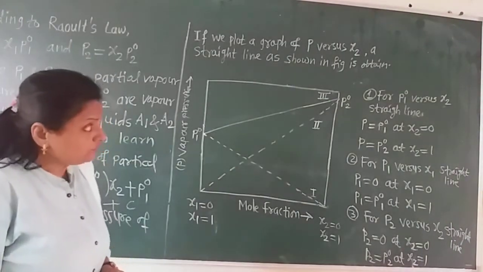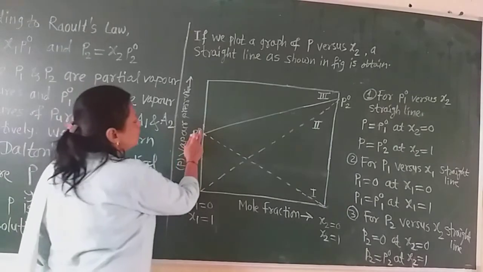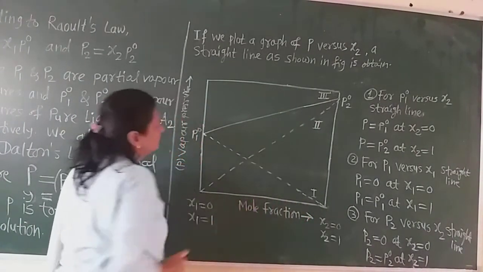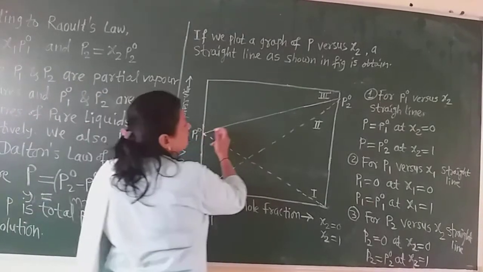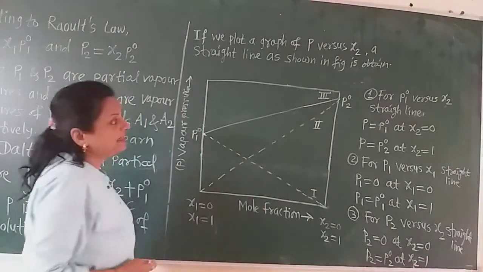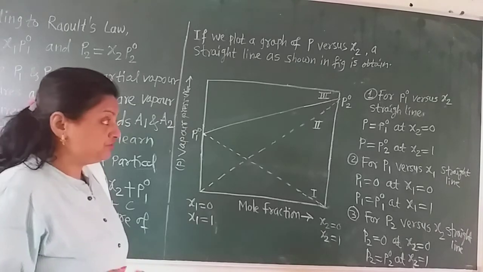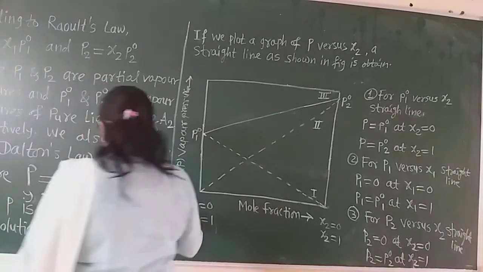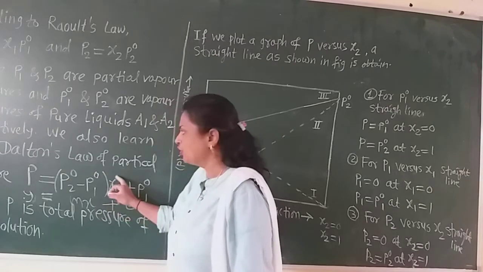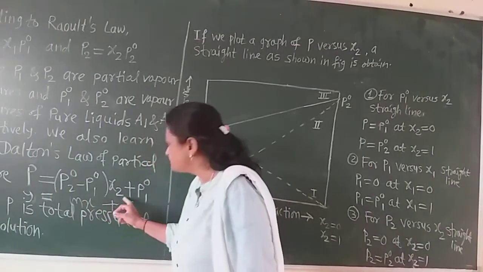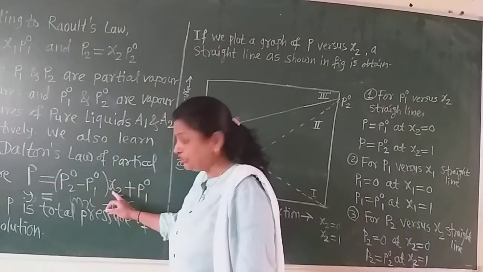Now for P versus x2, if we take the graph, it is also a straight line, and here P is equal to P01. When we substitute x2 as 0, all this quantity becomes 0, so P is equal to P01.